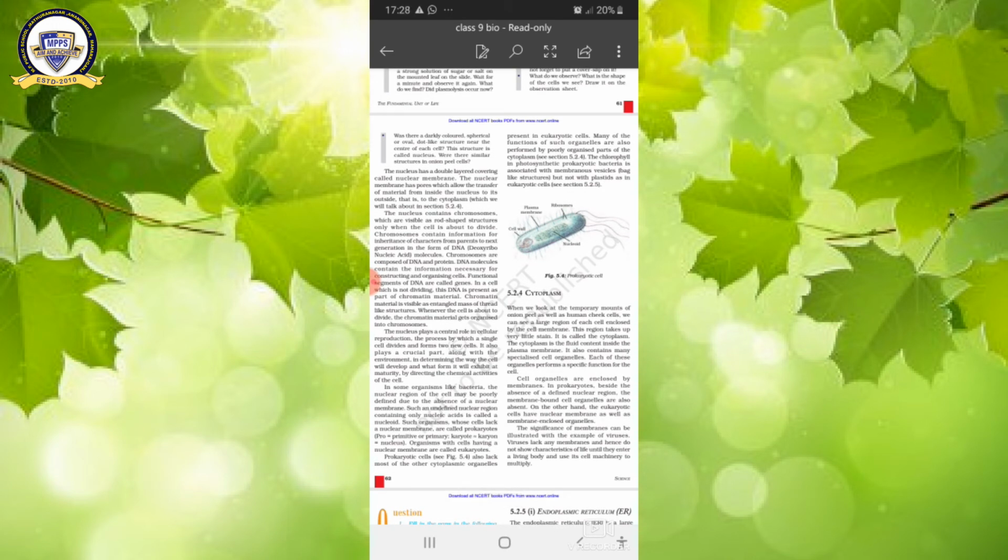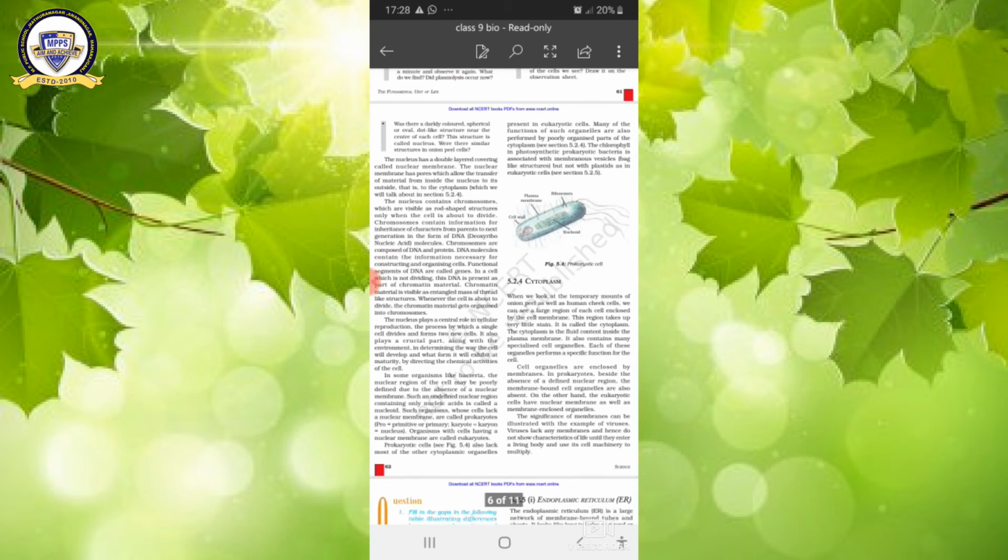When we look at the temporary mount of onion peel as well as human cheek cell, we can see a large region of each cell enclosed by the cell membrane. This region takes up very little stain. It is called the cytoplasm. The cytoplasm is the fluid content inside the plasma membrane. It also contains many specialized cell organelles. Each of these organelles performs a specific function for the cell.